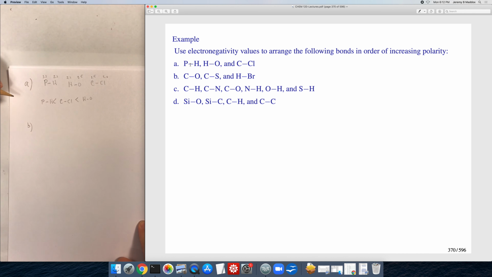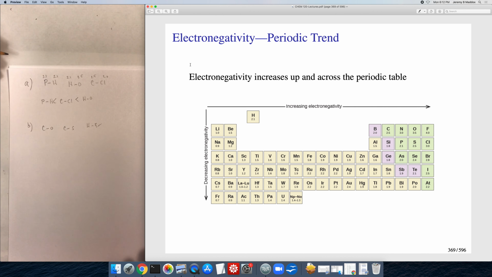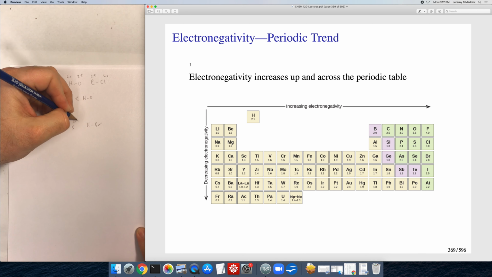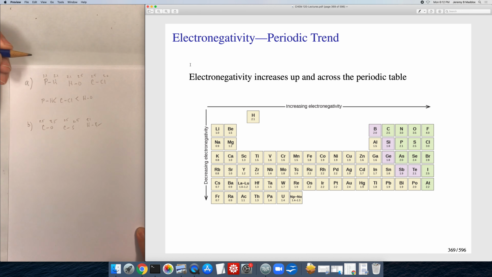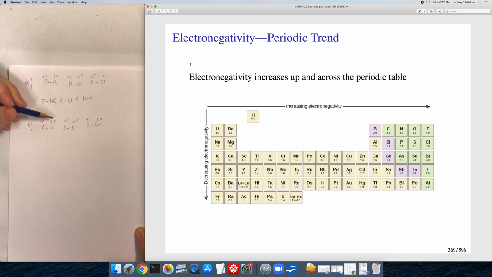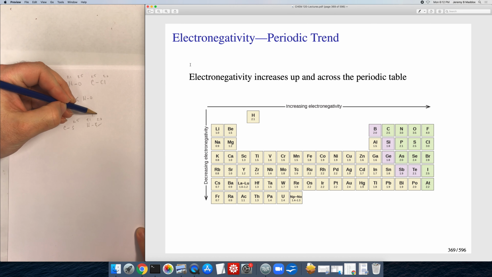Let's do another example. So we'll look at a carbon-oxygen bond, a carbon-sulfur bond, and a hydrogen-bromine bond. So let's look at the electronegativities. For carbon, it's about 2.5 compared to 3.5 for oxygen; 2.5 for sulfur; and hydrogen 2.1 compared to bromine 2.8. So this gives us an electronegativity difference of 1 here, a difference of 0 here, and a difference of about 0.7 here.